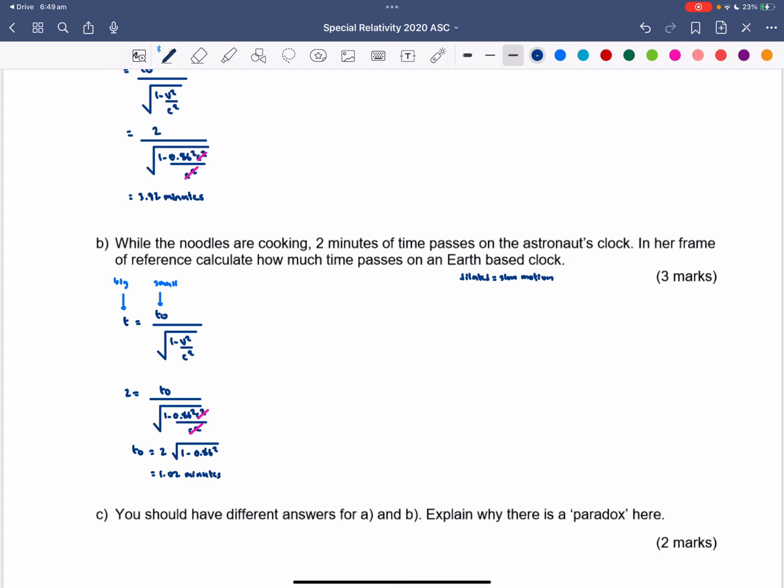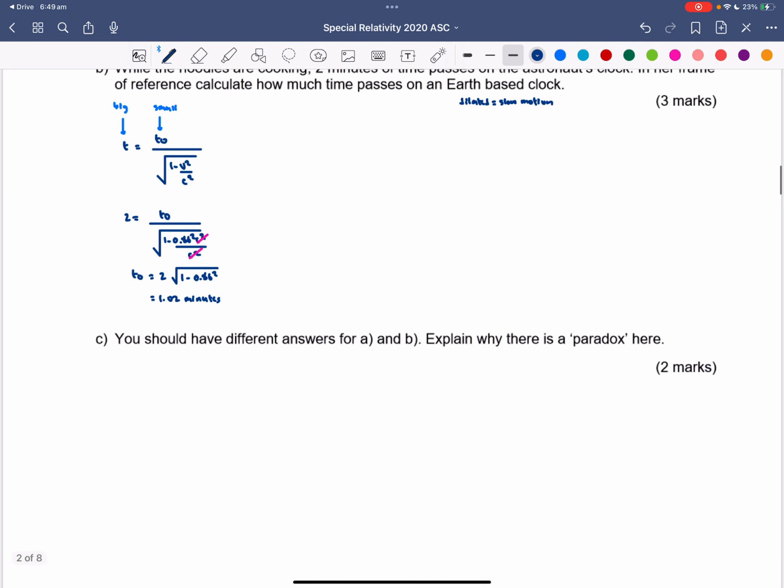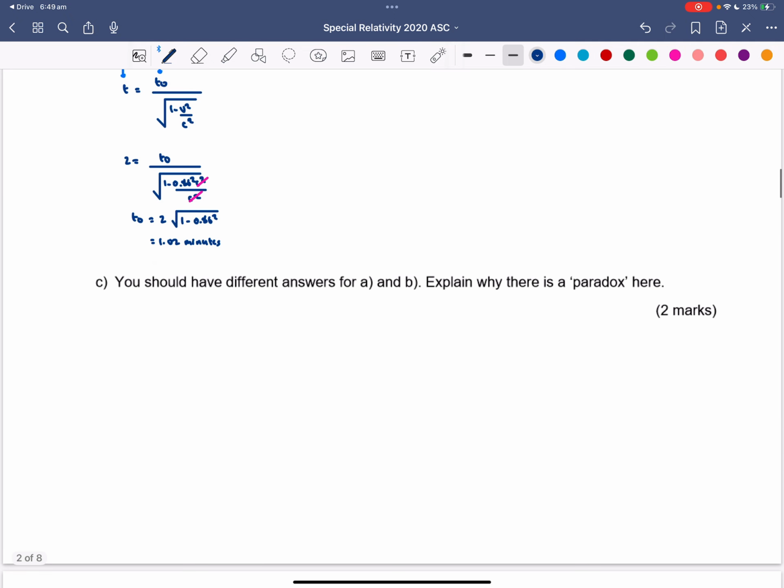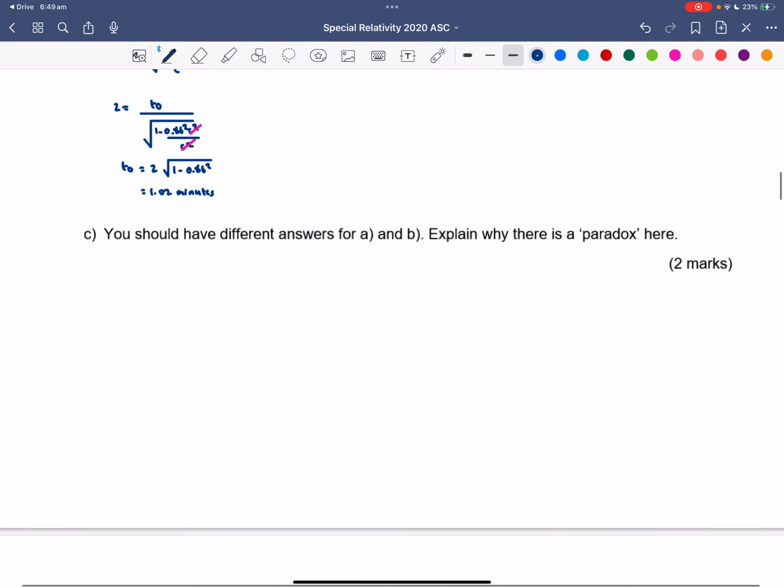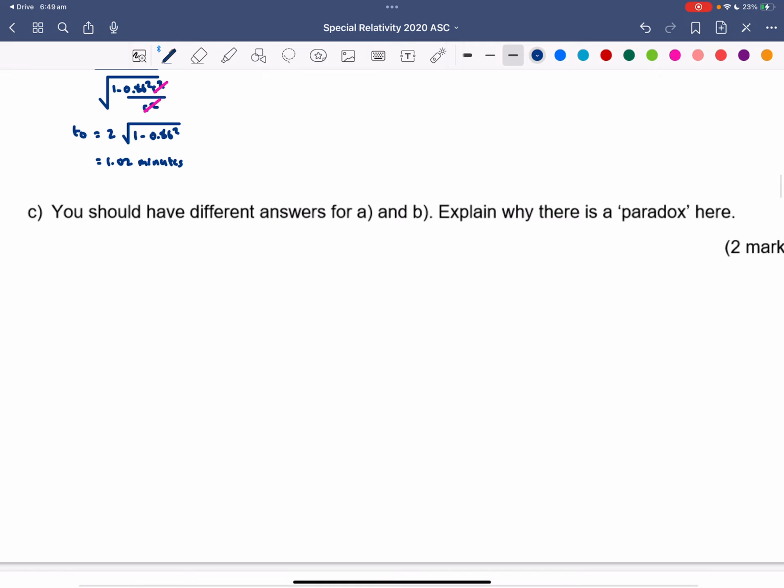Now, you should have different answers for part A and B. Explain why there's a paradox. So obviously we have different answers, and the reason for the paradox, at the end of the day, has to do with Einstein's theory of special relativity.